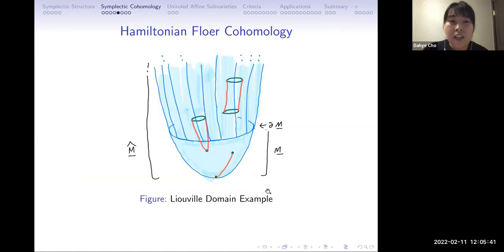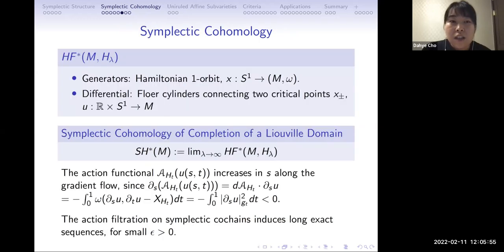And so the picture is that our critical points are Hamiltonian orbits, and the gradient flow lines are connecting flow trajectories. So for each Hamiltonian function, we define Hamiltonian Floer cohomology and take a direct limit when we take the slope to infinity, and we get the symplectic cohomology of the completion of the Liouville domain.